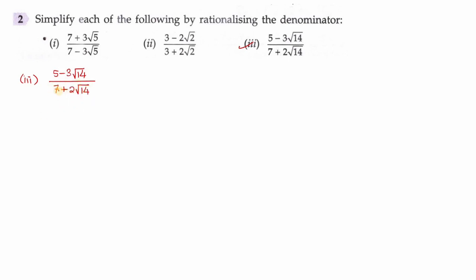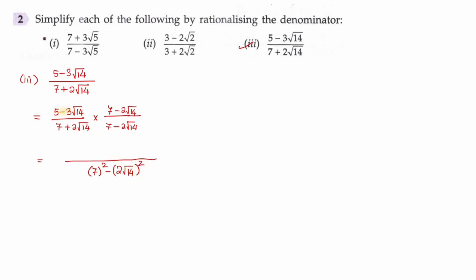So in order to rationalize the denominator, you see we have 7 plus 2 root 14, which means we have a plus b, so we will multiply by a minus b. So we have 5 minus 3 root 14 by 7 plus 2 root 14. So we will multiply by a minus b, that is 7 minus 2 root 14. Right? Okay, so then let's apply the formula. In the denominator we have a plus b into a minus b, which is a square minus b square, that is 7 square minus (2 root 14) square.